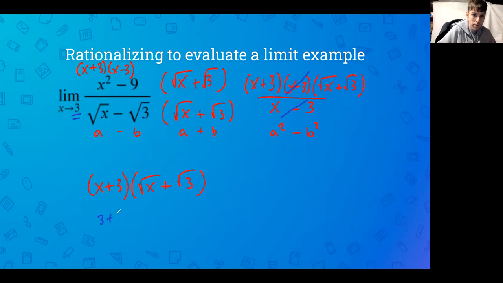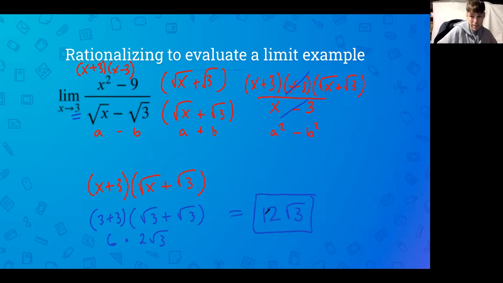We can plug in a 3. So I end up with 3 plus 3 times root 3 plus root 3. That's going to be 6 times 2 root 3, which is actually just going to be 12 square root 3. That is an exact value. That's another reason to be using rationalizing, is a lot of times when we're needing to use rationalizing to evaluate our limit's going to involve a radical.